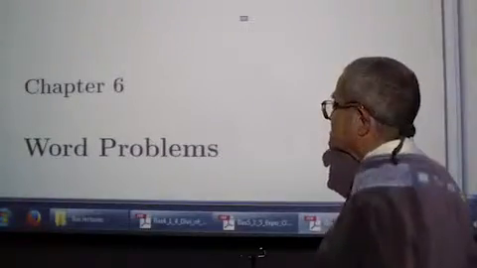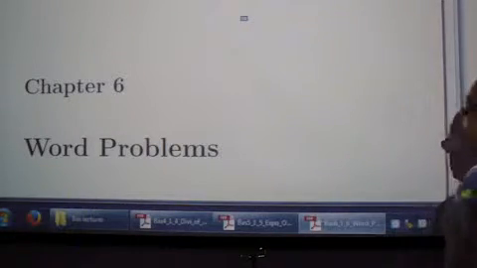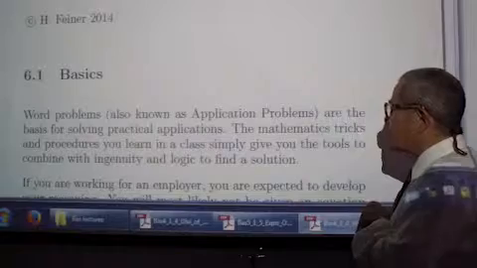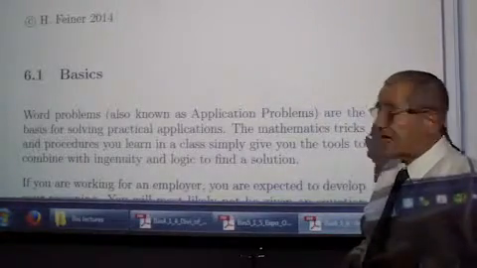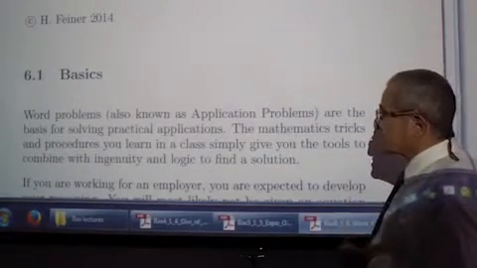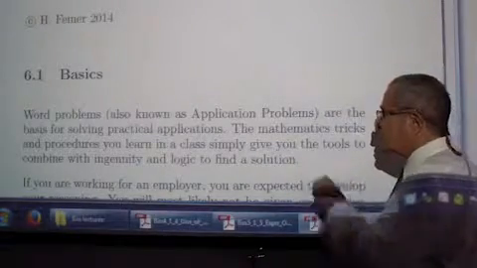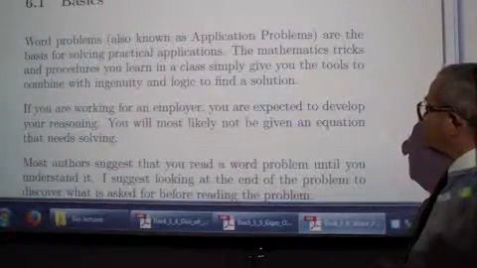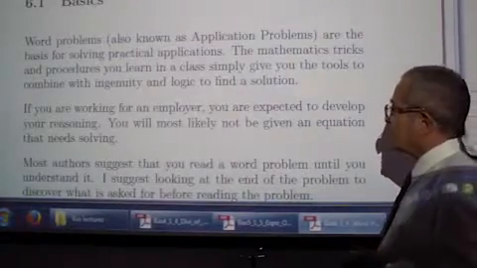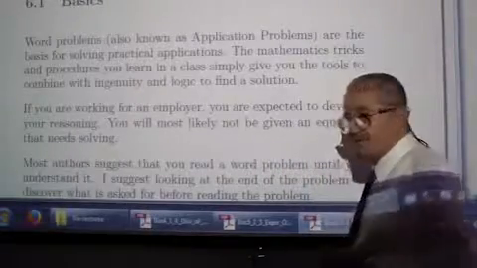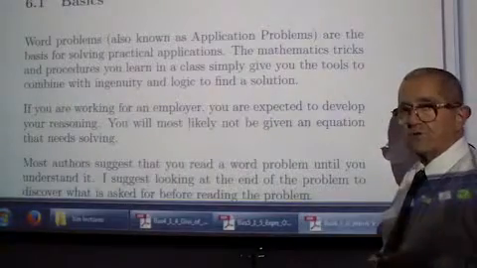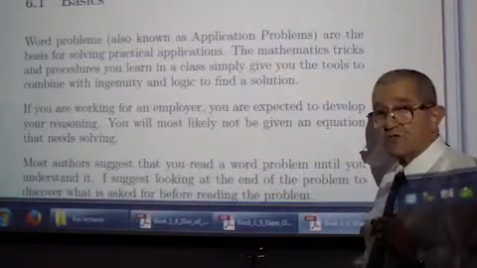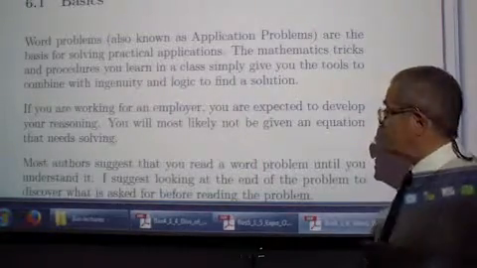I am back in chapter 6 in my book about word problems, and it also says word problems in Axt section. Word problems, also known as application problems, are the basis for solving practical applications. The mathematics, tricks, and procedures you learn in a class simply give you the tools to combine ingenuity and logic to find a solution. You are working for an employer. You are expected to develop your own reasoning. You will most likely not be given an equation that needs solving, like we do here. We give you an equation, find a solution. Where did the equation come from? Well, you are given certain conditions and you need to dig out the equation before you can solve it. That's what a word problem or an application problem is about.